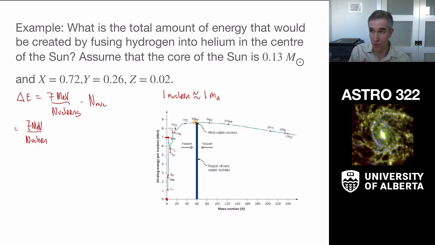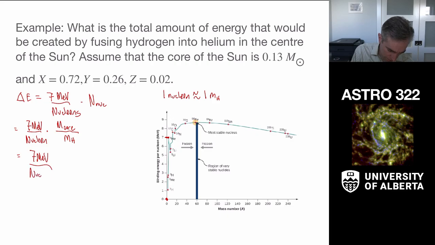And then we basically say that neutrons and protons have about the same mass for the purposes of this estimate. So then we say that the total number of nucleons is the mass of gas in the core, so the mass of the core, divided by a hydrogen mass. And so we have 7 MeV per nucleon times the mass of the core, which is one solar mass, times 0.13, and that is the core fraction up here. And then we're going to multiply that by the chemical composition, that's the 0.72, and so this here is the X from the problem up above. And then we're going to divide that by a hydrogen mass.